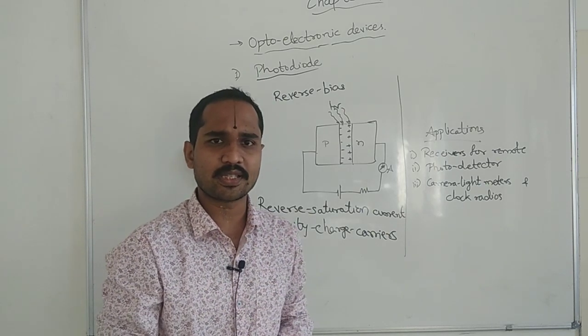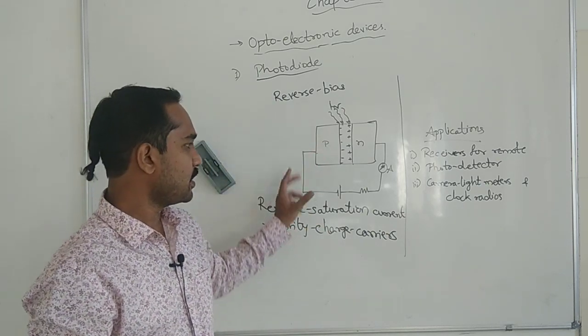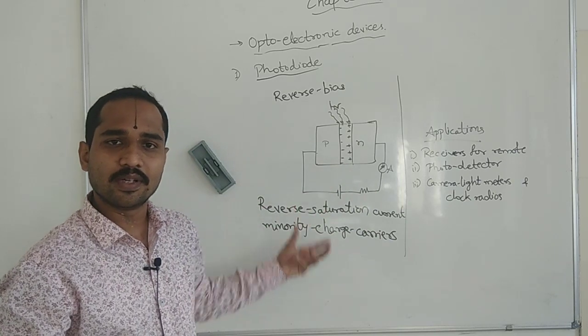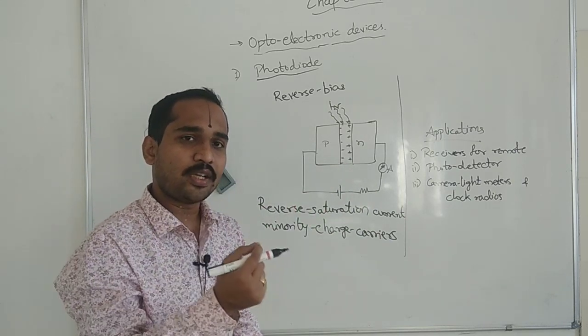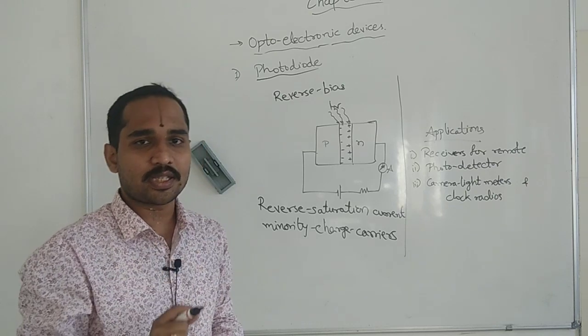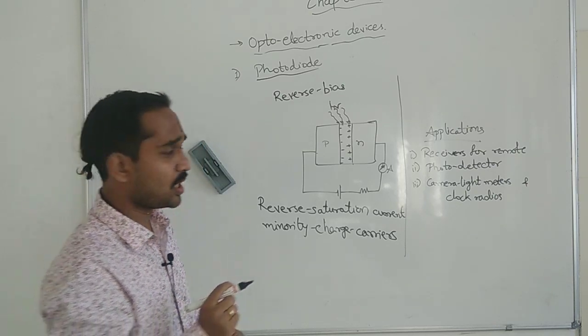You have learned reverse biasing. When you bias the diode reversely, there will be a small amount of current flowing, and that too is because of the minority charge carriers. What do you mean by minority charge carriers?